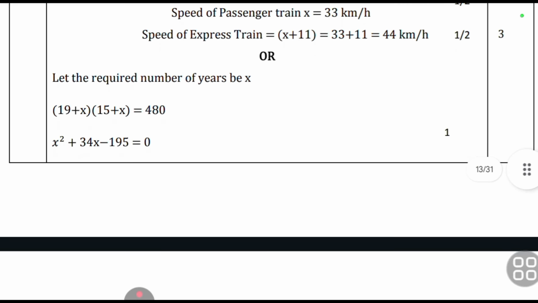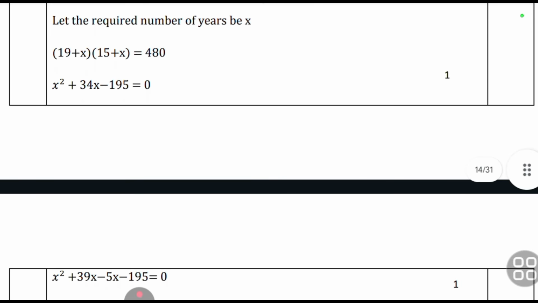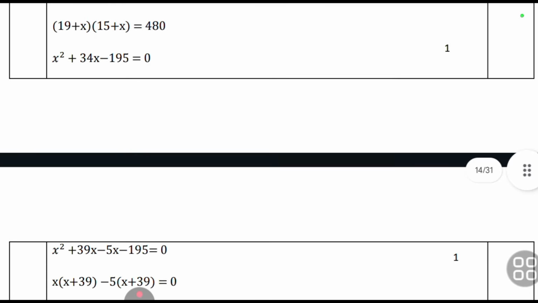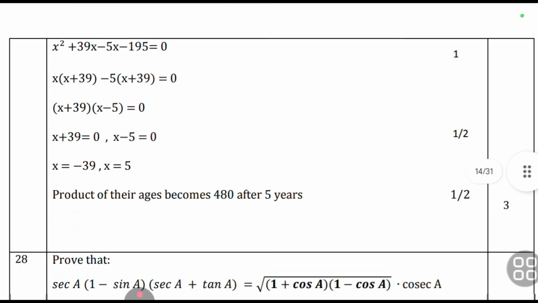So you will get 4 marks out of this, and the OR answer will start from here. Let the required number of years be x. You should assume x and y for the ages of both, and this is the answer for that.